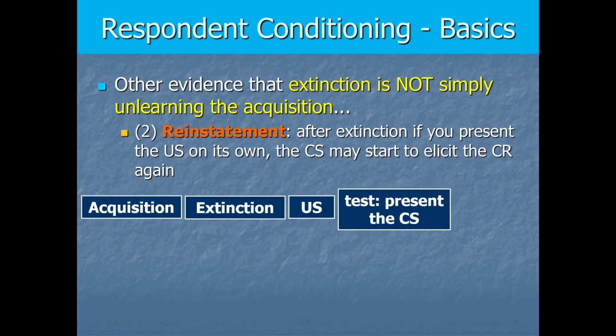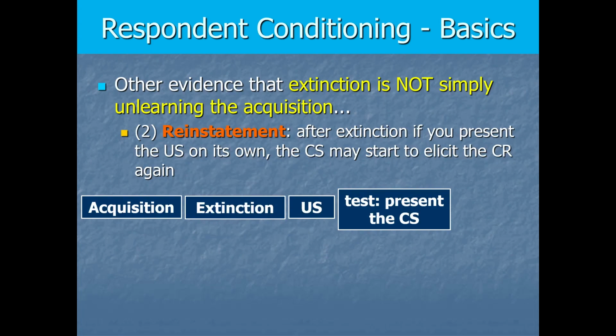So let's say, for example, you're Pavlov, right? You do the acquisition phase. You do bell plus meat, bell plus meat, bell plus meat, bell plus meat. The dog learns to salivate to the bell. That's acquisition. Then maybe you take a while to do some extinction. So you do the bell by itself, the bell by itself, the bell by itself. Eventually, the dog doesn't care about the bell anymore. That's extinction.